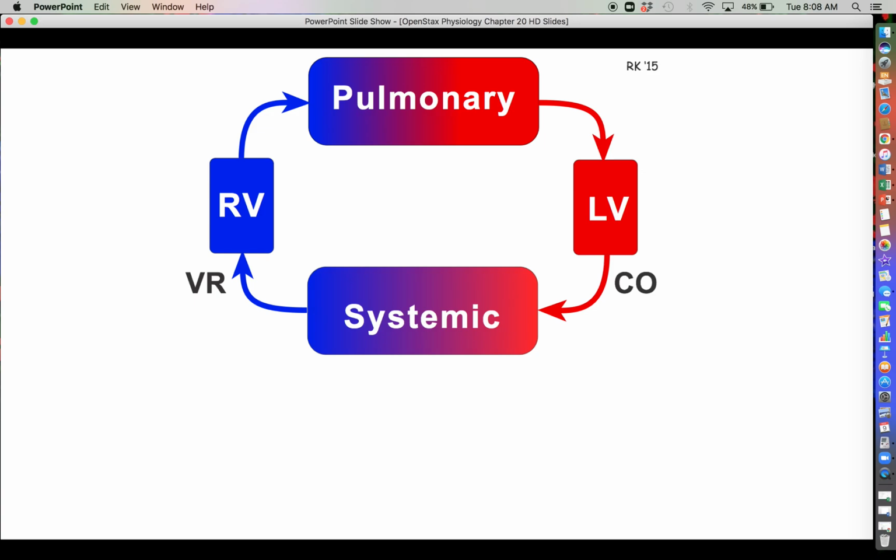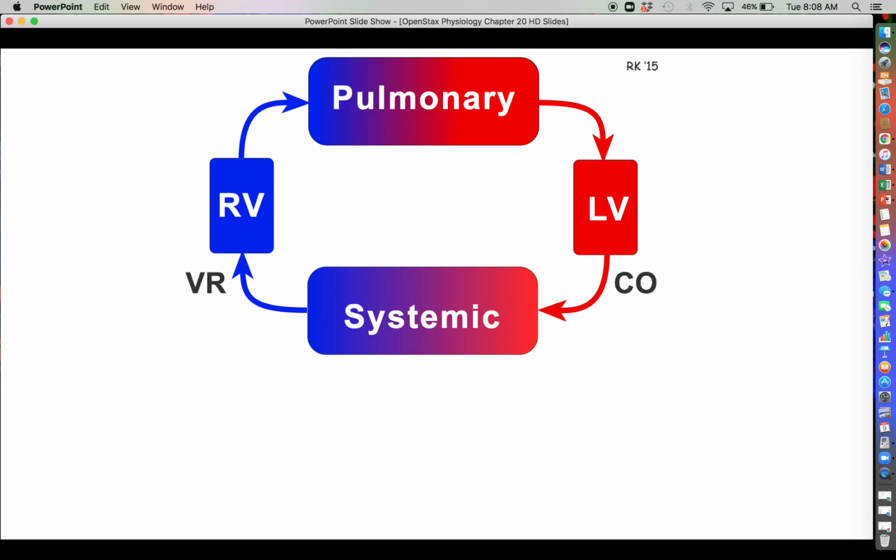You'll recall if you start with deoxygenated blood in the right ventricle, that's going to pump that deoxygenated blood into the pulmonary circuit, through the pulmonary arteries and into the lungs, where gas exchange is going to occur. The blood will become oxygen rich, and return to the left side of the heart through the pulmonary veins. The left ventricle will pump a stroke volume of oxygen-rich blood out into the systemic circuits where gas exchange will occur again. Oxygen will be delivered to tissues, and at this point, blood will return to the right atrium of the heart to start this process again.